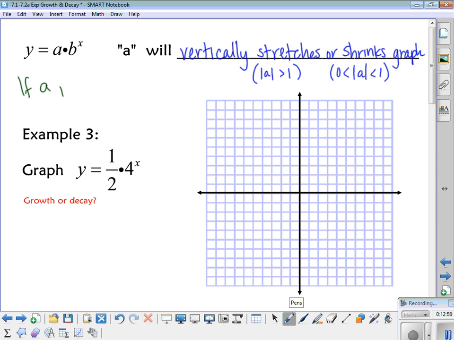So if a is negative, what do you think is going to happen? What happened before when we had a negative a, like with a parabola or absolute value? It flips it over, right? It reflects it across the x-axis.